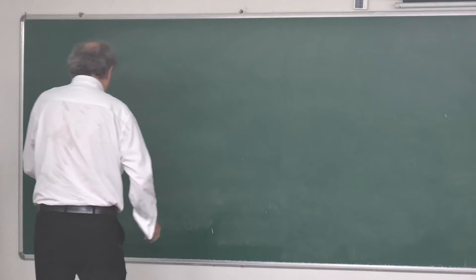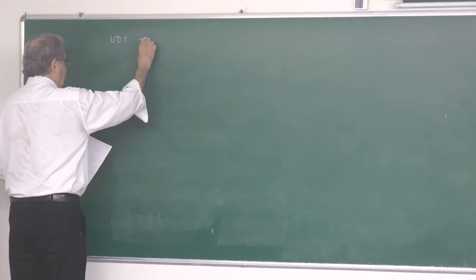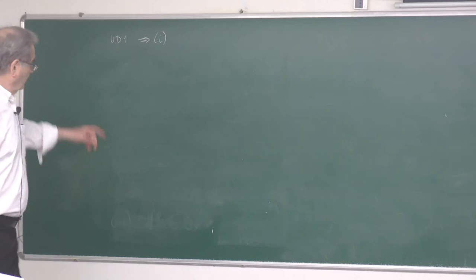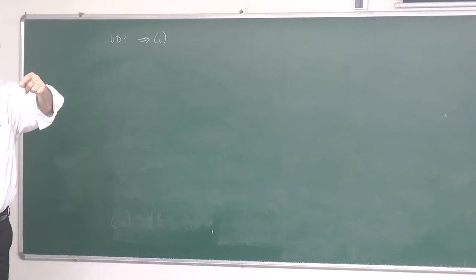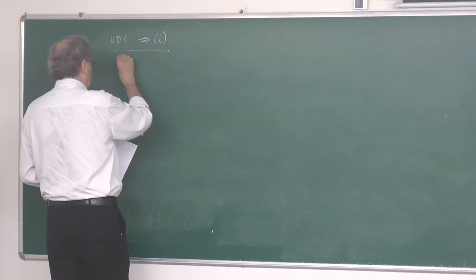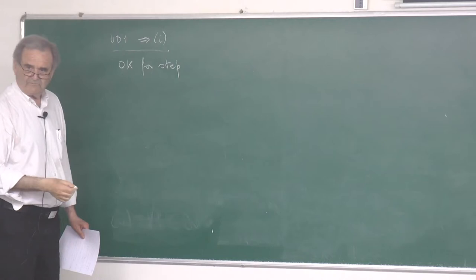So uniform distribution implies 1. This is the first point. We said that all that is equivalent to uniform distribution, so we proved that uniform distribution implies 1, 1 implies 2, 2 implies uniform distribution, and we have the three things which are all equivalent, okay? So this is true, this is what we want. It's okay for step functions, finite sums of characteristic functions of intervals.